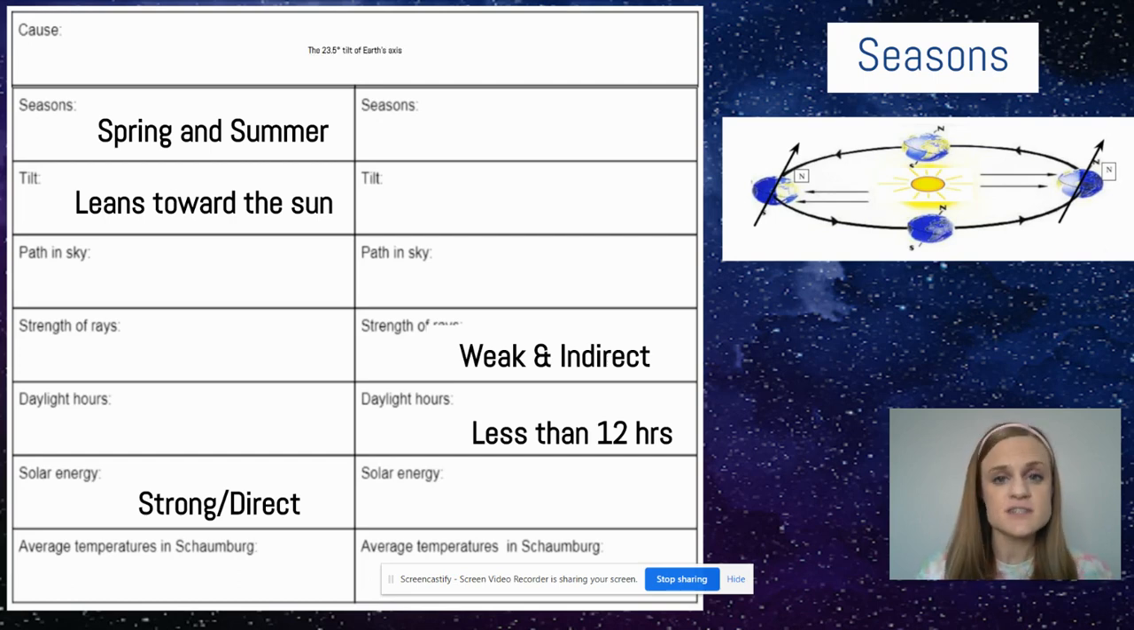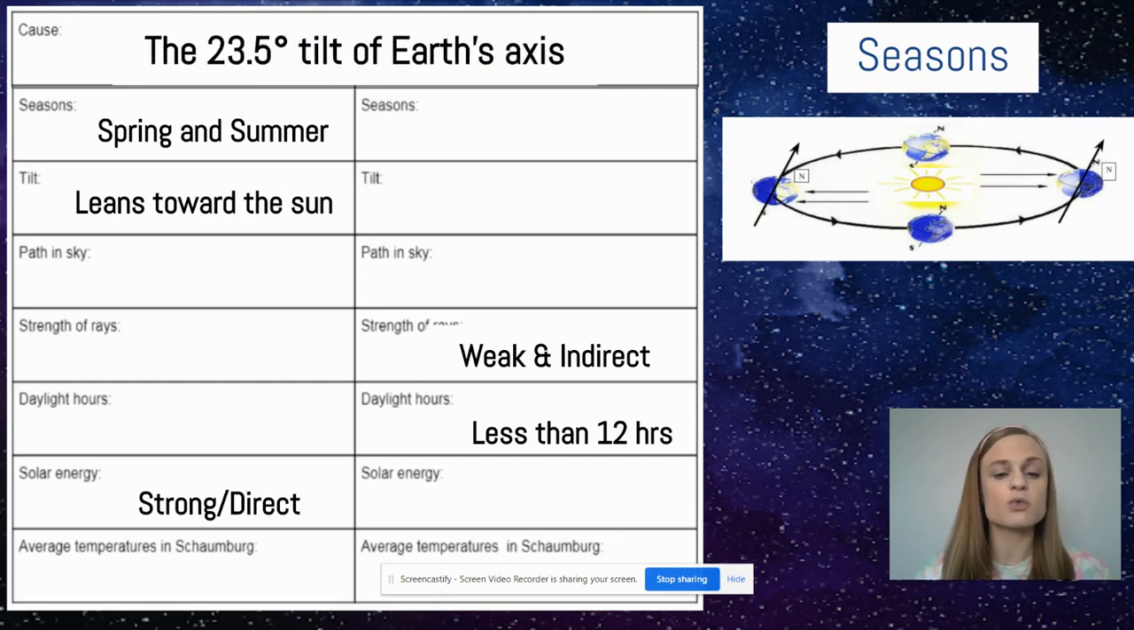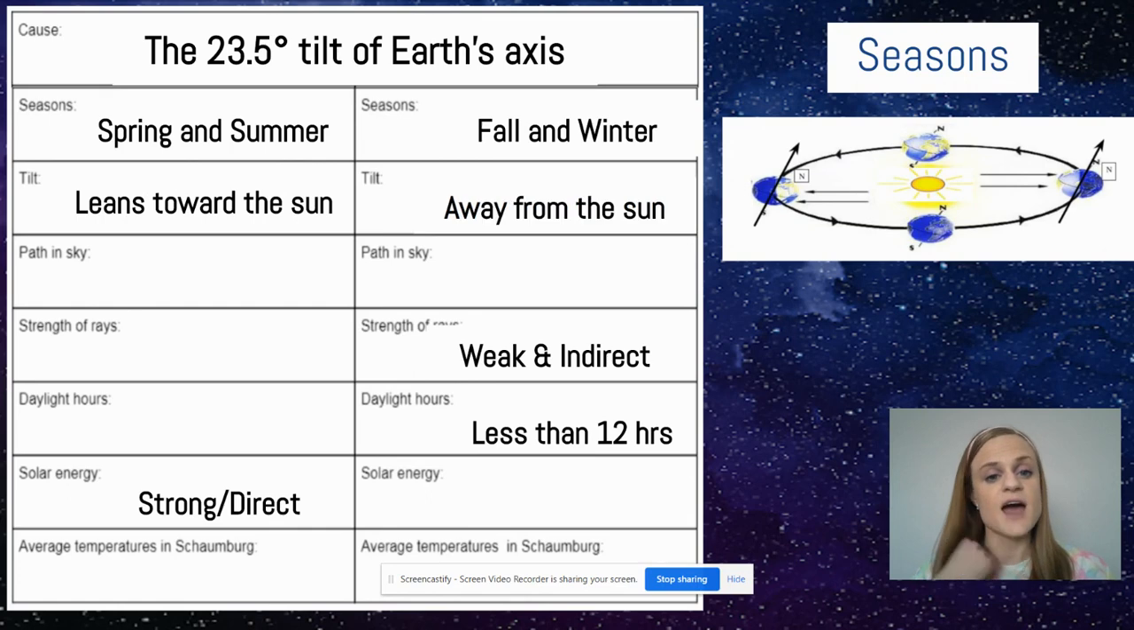So the cause of the seasons is the 23.5 degree tilt of Earth's axis. You can actually see that. That's what the images of Earth tilted in the video towards or away from the sun. The major seasons would be spring and summer, and then obviously fall and winter. During spring and summer, the tilt of the Earth is actually leaning towards the sun. And then on the flip side of that, that would mean that during fall and winter, the tilt is away from the sun.